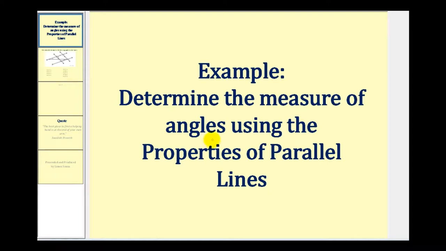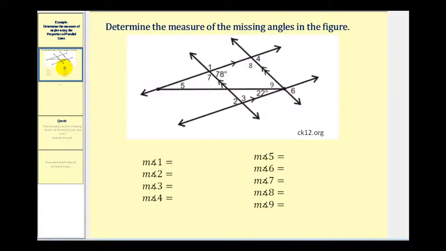Welcome to an example of determining the measure of angles using the properties of parallel lines. Looking at this diagram, we want to be able to determine the measure of angles 1 through angle 9.